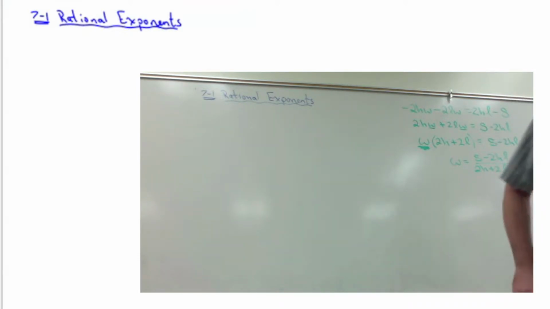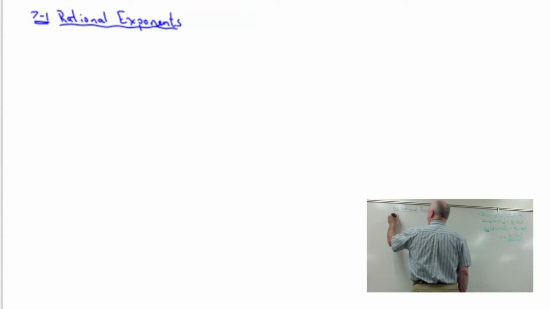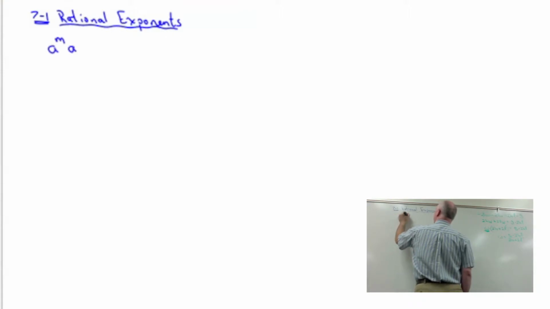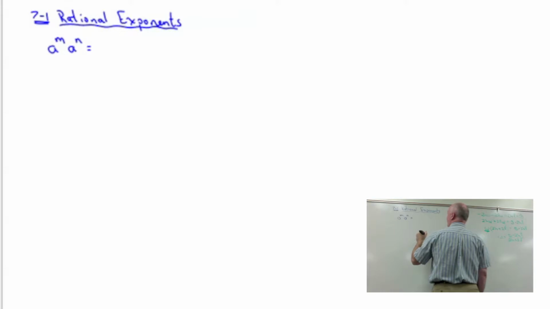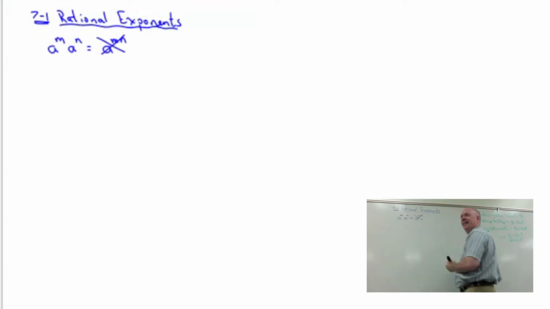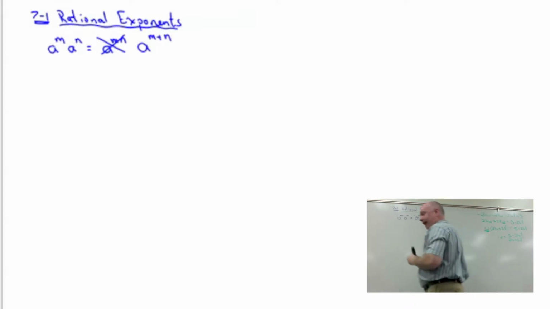Laws of exponents. Remember laws of exponents? A to the m times a to the n is equal to a raised to the mn? No, it is not. Cross that out. A to the m times a to the n is a to the m plus n. You add the exponents. X squared times x cubed is x to the fifth, because you add the exponents.